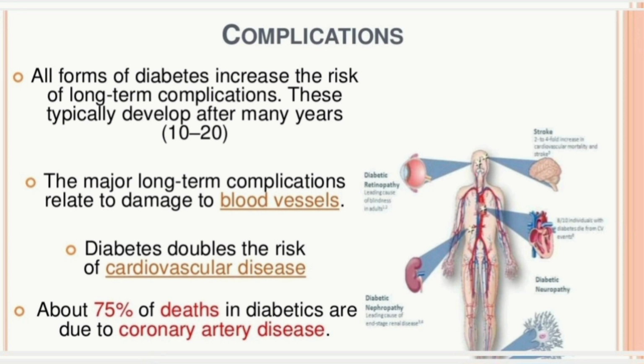Complications: all forms of diabetes increase the risk of long-term complications. These typically develop after many years, that is after 10 to 20 years. The major long-term complication is related to damage to the blood vessels. Diabetes doubles the risk of cardiovascular diseases. About 75% of the deaths in diabetes are due to coronary artery disease.